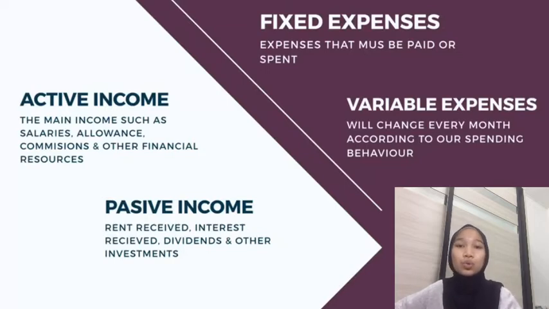Next, we look at expenses. There are also two types of expenses, which are fixed expenses and variable expenses. Fixed expenses is the expenses that must be paid or spent, while variable expenses is the expenses that will change every month according to our spending behavior. So, if the total income is more than total expenses, it means positive cash flow, while if total income is less than total expenses, it means negative cash flow.